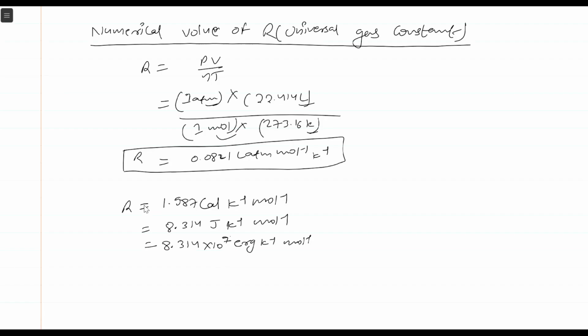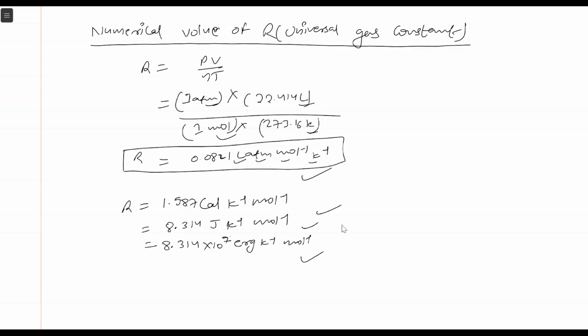Okay, so I hope you remember all these values along with the units, because in numerical problems sometimes it will talk about liter, atmosphere, mole and Kelvin. Then you need to put this value 0.0821, and if sometimes it talks about joule, the energy is given in joule per Kelvin per mole, then we need to put 8.314 as the value of R.